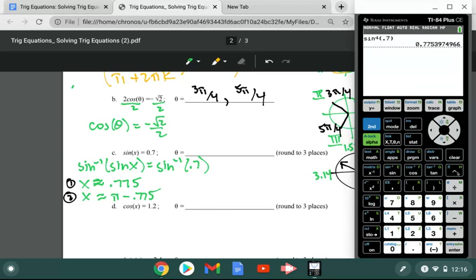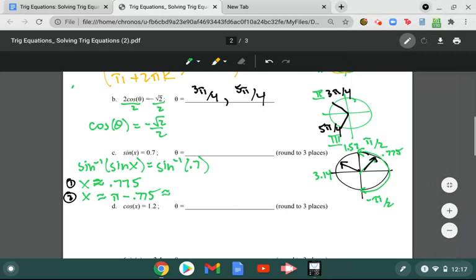Pi minus 0.775. And we get 2.367. So 0.775 and 2.367. If you're wondering how can I check these, you can check them with your calculator.